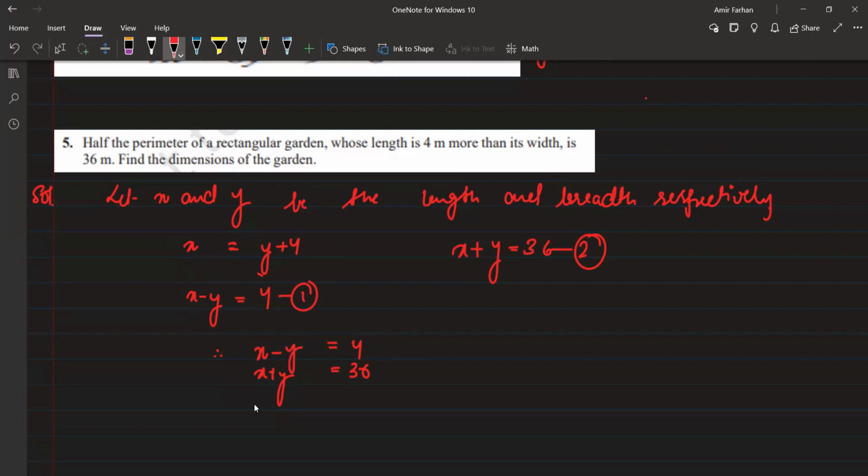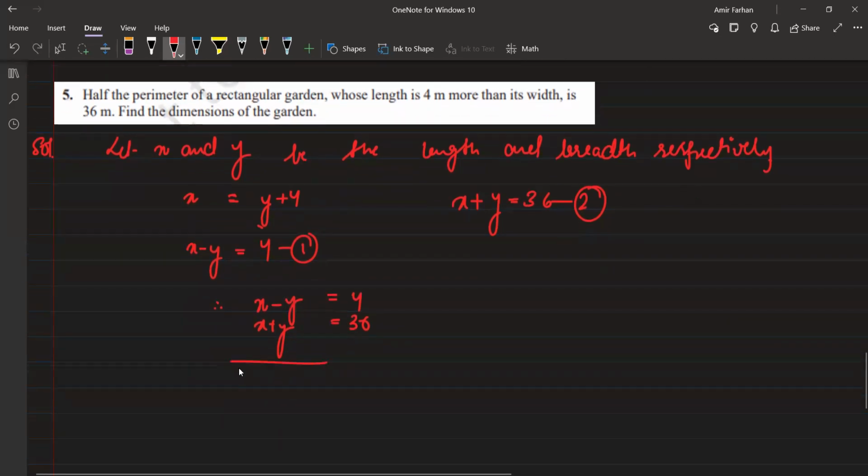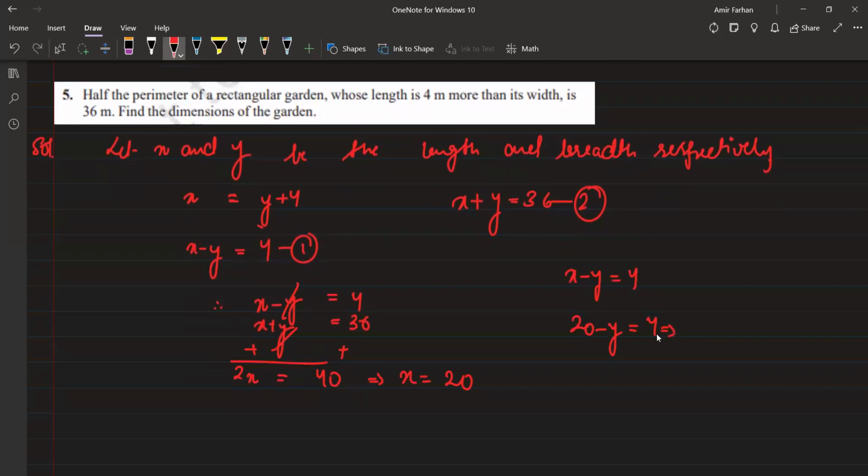So now just add the terms: 2x plus this equals 40. So x is equal to 20. Yes or no? And x minus y is 4. So 20 minus y equals 4. So y will be equal to what? 20 minus 4, which is 16 meter.